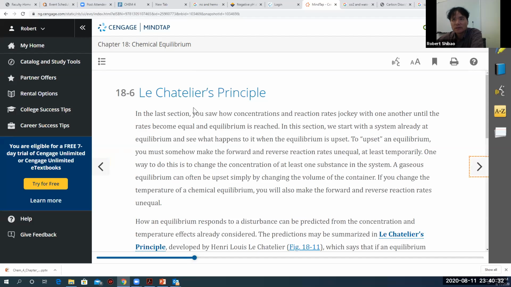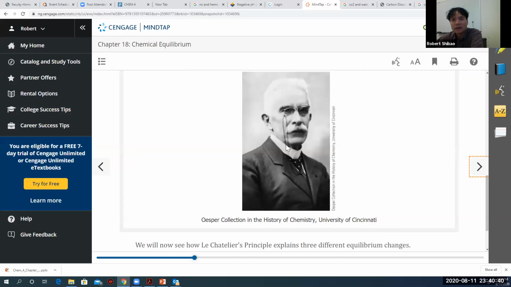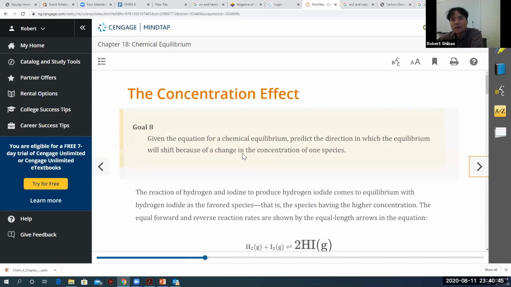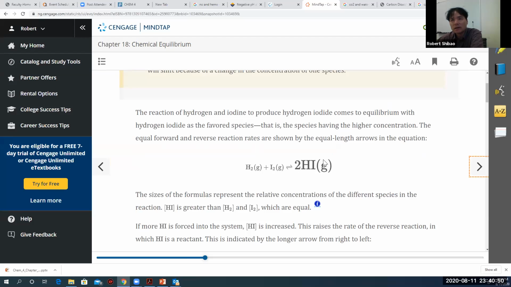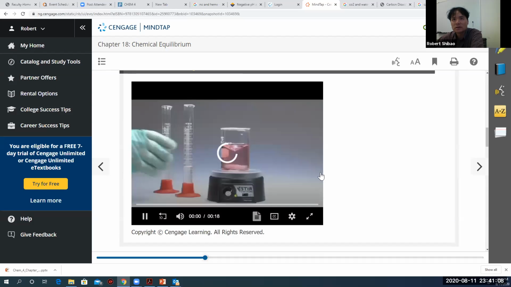Le Chatelier's principle says once we establish an equilibrium, we can upset or perturb it. Let's say we have an equilibrium established. If we add more HI, that ruins the equilibrium. The system will try to reestablish itself: if we have too much product, it'll try to decrease the product and increase the reactants, achieving a new equilibrium condition. Let's check out this video here.